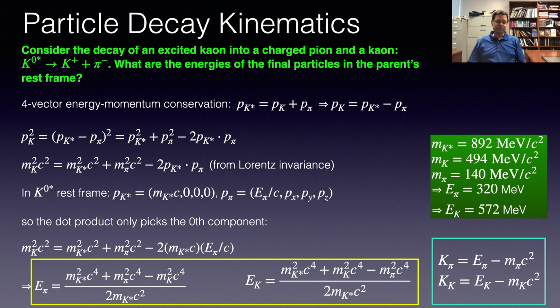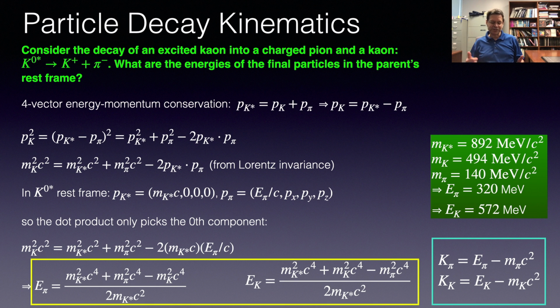And finally, to be explicit here, for this explicit decay, again, it applies to any 2-body decay, just put in the appropriate masses for each of the particles. But if I put in the mass of the excited kaon of 892 MeV per c squared, and that the kaon, regular charge kaon, has a mass of 494 MeV per c squared, and the pion, a rest mass energy of 140 MeV, into these equations, I can solve for the total energies. For the pion, I will get 320 MeV, and for the kaon, I will get 572 MeV, the sum of which will be 892 MeV, which is indeed the initial rest mass energy I started with of my parent. So that's a good check on yourself.